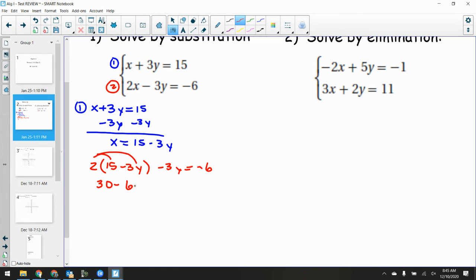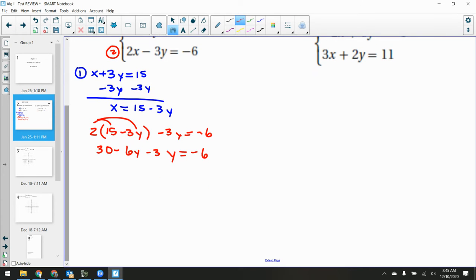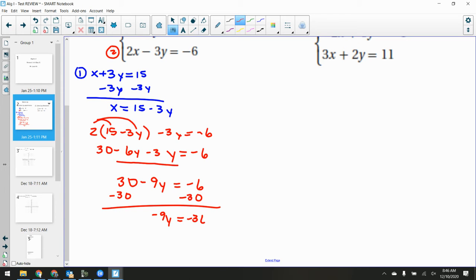30 minus 6y minus 3y is negative 6. All I did was distribute the 2. I combine like terms. Negative 6 and negative 3 make negative 9. I subtract the 30. I get negative 9y is equal to negative 36. I divide by negative 9. I get y is 4.